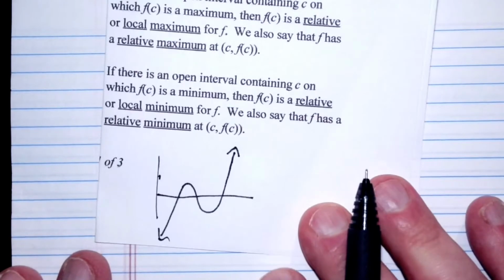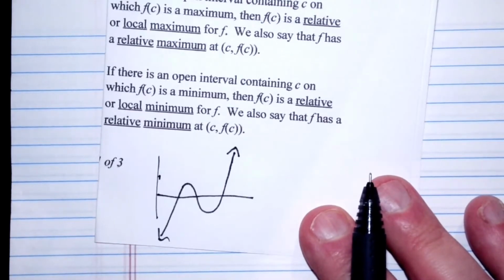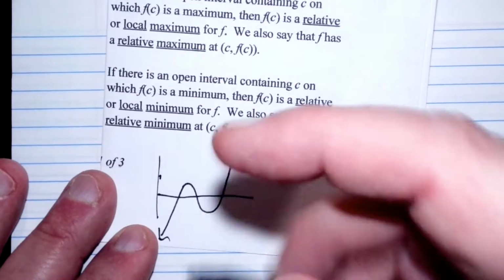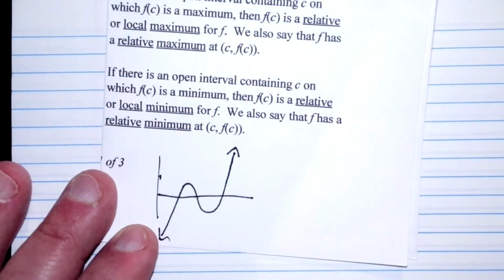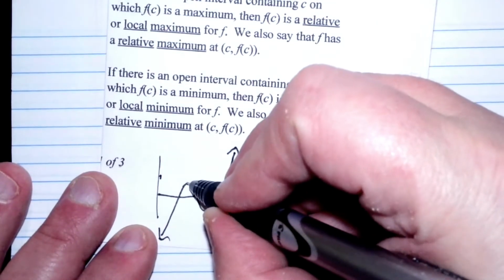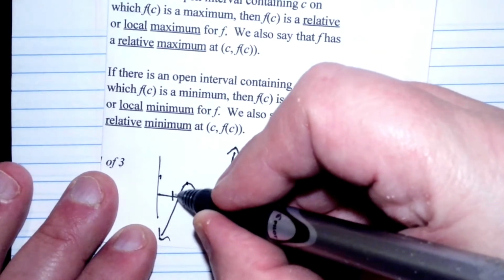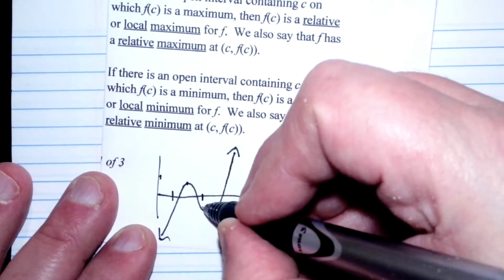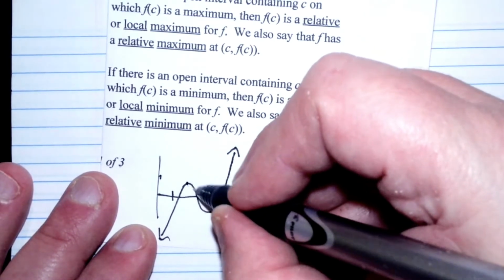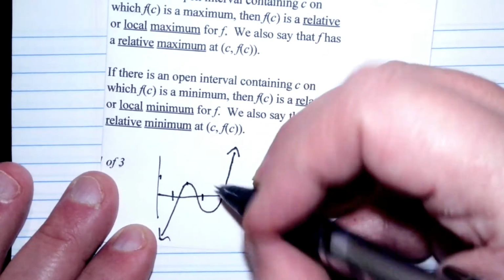Let's say you've got a function that looks sort of like this. There is no absolute maximum, there is no absolute minimum. But there is something called a local maximum and a local minimum. You have a local maximum right here because if you look at that interval, the function attains a maximum on that interval at that point.